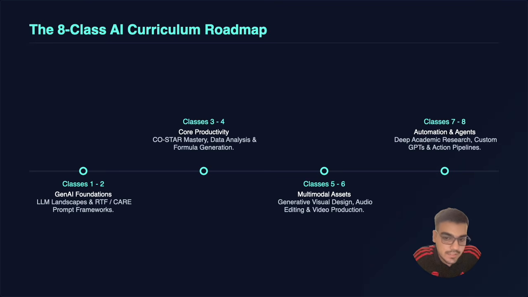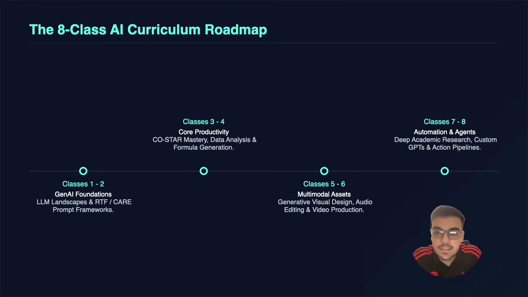In class 3 and 4, we move into core productivity. We will master the industry standards, the CoStar framework, and explore how to use code interpreters to clean data sets and write formulas automatically. In class 5 to 6, we will cover multimodal generative AI. We will move beyond text to explore creative visual generation with diffusion models, voice synthesis, cloned audio narrative setups, and professional video B-roll production. Finally, in class 7 and 8, we reach our advanced training: semantic research and autonomous agents. We will study grounding methodologies, learn to build custom GPT systems, and map automation pipelines that connect AI models to actual software.